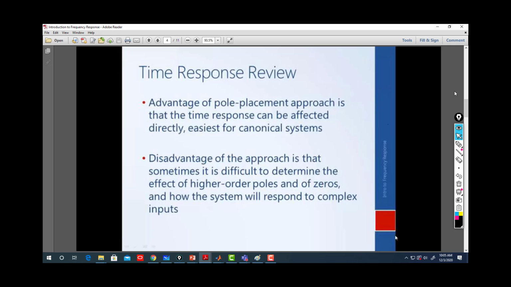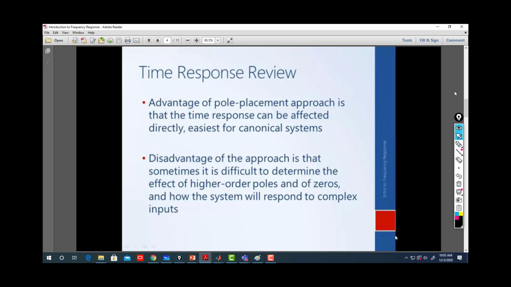So the advantage of the pole placement approach is that the time response is affected directly. You can look at it, and it is easiest for canonical systems. Why? Because in a canonical system you exactly meet your desire. But if it is non-canonical, you need to retune a little bit, but you're still working with time. But what's the disadvantage of the pole placement method?